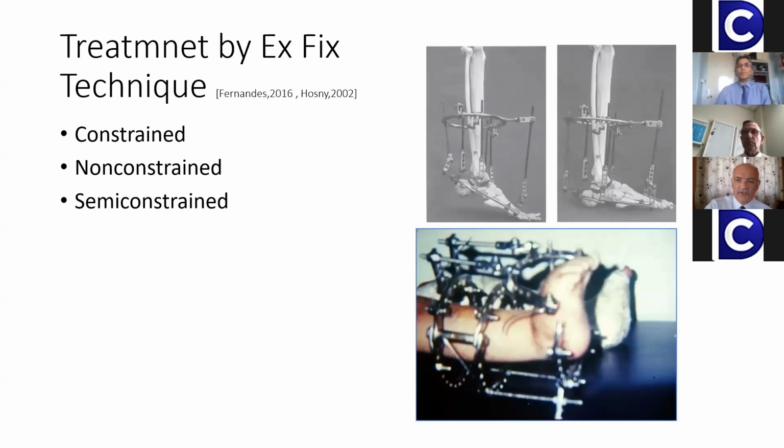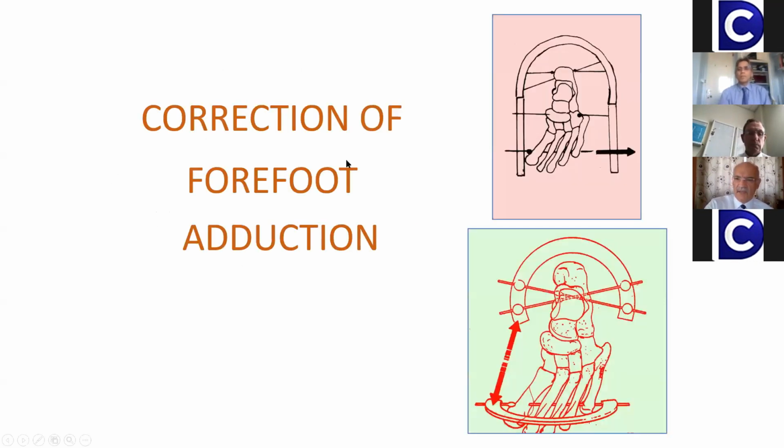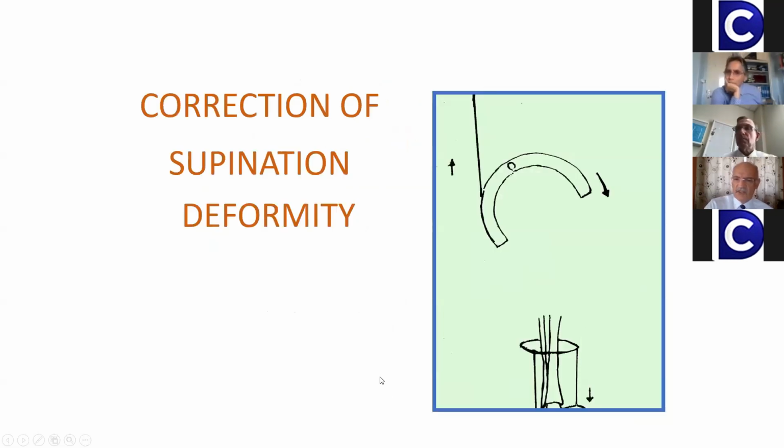I just want to show you some other deformities in a hurry because I finished my talk. And if you want to correct it by external fixator, you can do it constrained, unconstrained, or semi-constrained with any type of fixators. This is how to correct the forefoot abduction by just displacing the forefoot after fixing the hindfoot and midfoot. Cavus, you can distract on both sides at the same time, medially and laterally. And supination, you can rotate the forefoot if you want to.